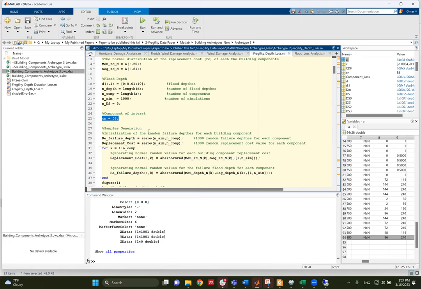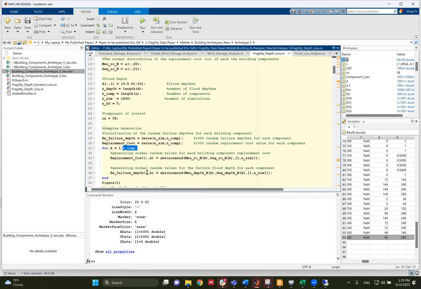So basically, that's what we are going to do here. For each component, I'm making a for loop, and I'm asking for each component to calculate two things. The first thing is the replacement cost, and the second thing is the failure depths. So let's start with the failure depths. I'm asking MATLAB to develop for each component, the 95 components that I have, a vector of 1000 simulations.